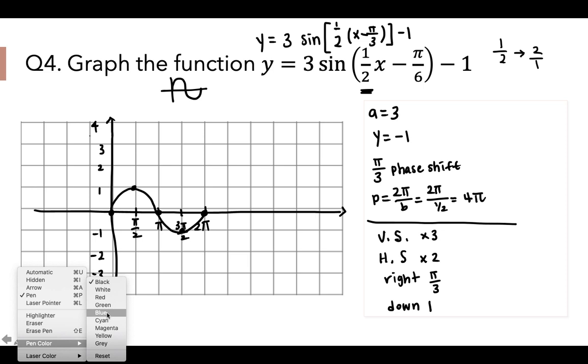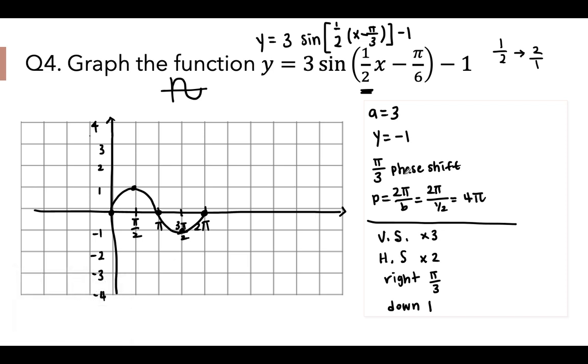Let's do, in blue color, everything except for phase shift. So my middle ground, my equation of axis is at negative 1. So I'm drawing a dashed line. Then my amplitude is 3. So I'm going to go up 3 steps, 1, 2, 3. So my maximum point is going to be 2. And I'm going to go down 3 steps, 1, 2, 3. My minimum point is going to be at -4.